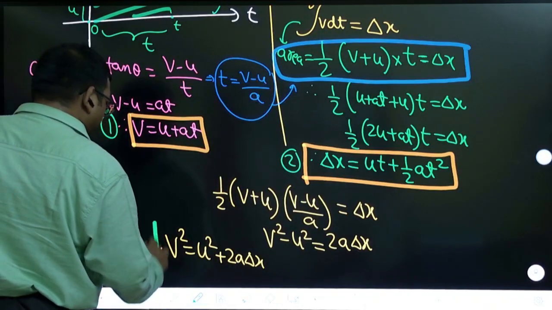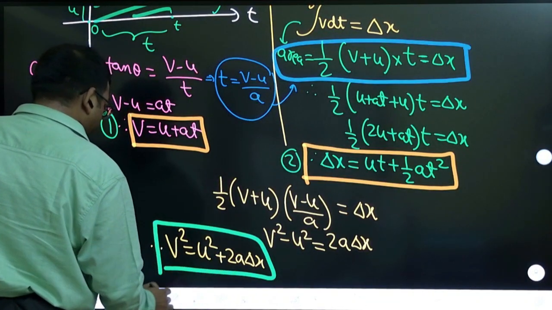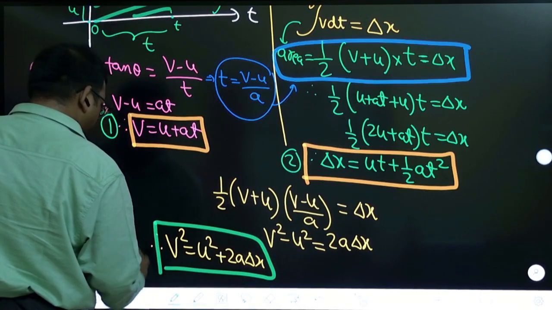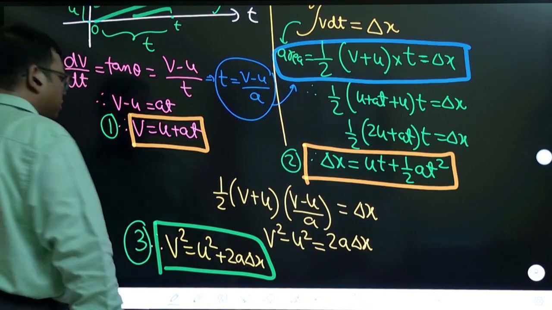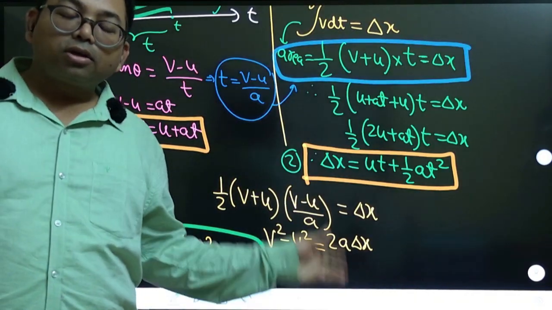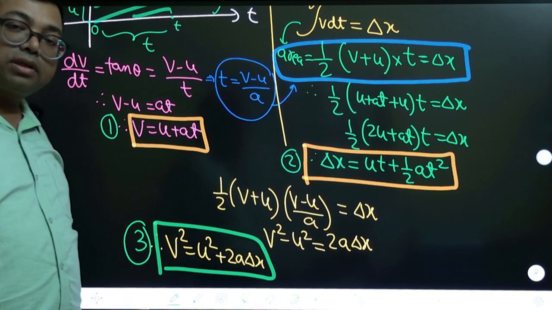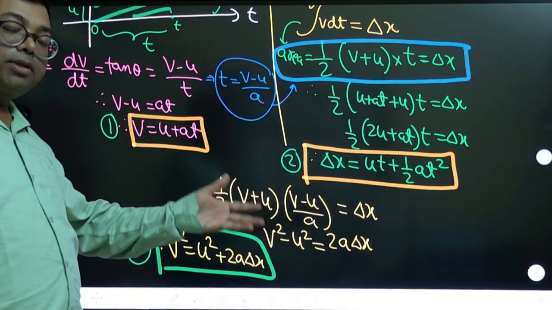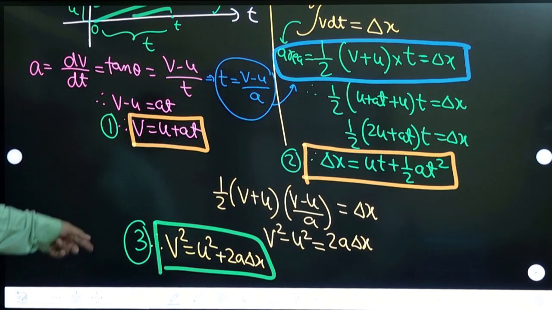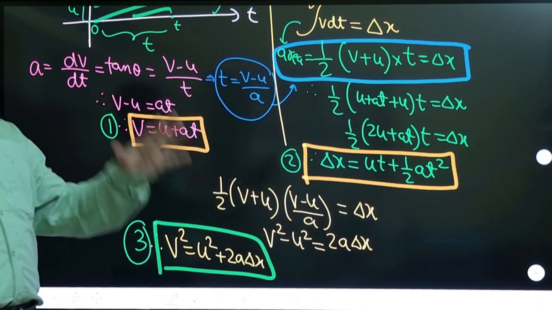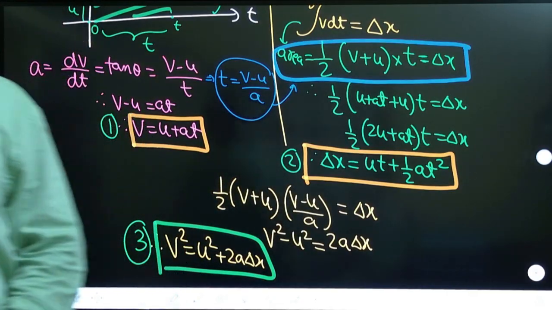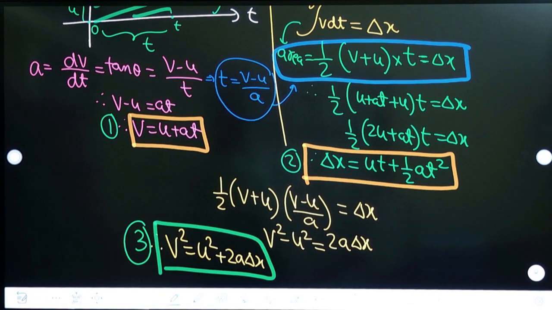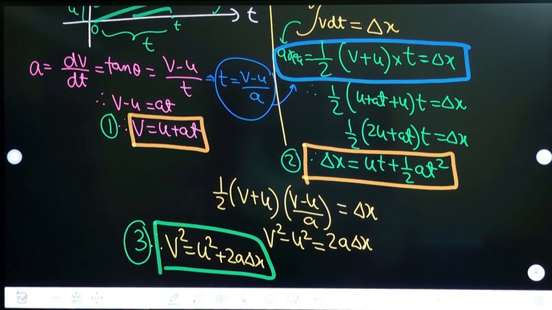Done. All the equations you got. Today we got three equations. The fourth equation, average velocity, we got yesterday. For a straight line, it is the mathematical average, u plus v by 2. And the fifth equation we also derived. So all the five equations, now you know the derivation from the graphs. Clear?